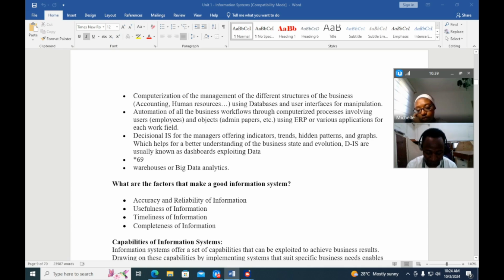Okay. The other thing is the factors. Those three are the major features.